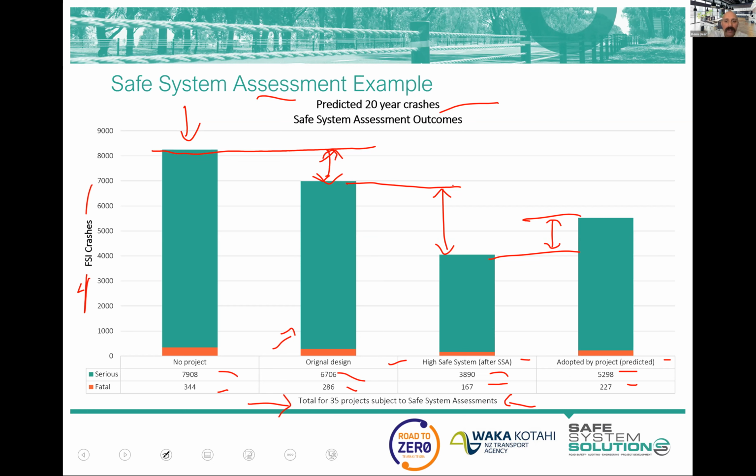But the difference between that and that, well, that's our immediate win, our immediate value of safe system assessments. Because just by going through this process, the projects were altered to reduce death and serious injury by that amount. So that's our immediate why we do safe system assessments.